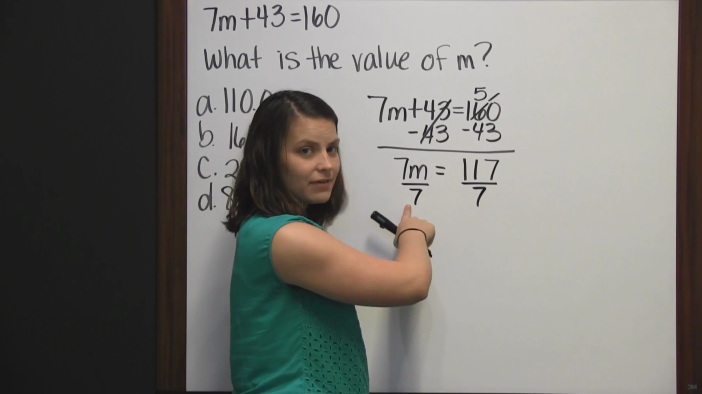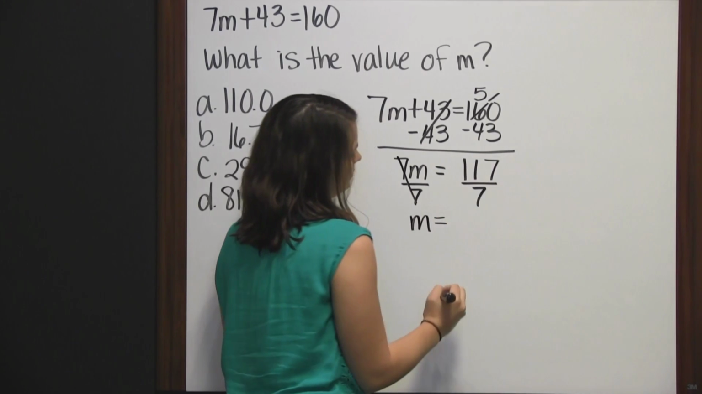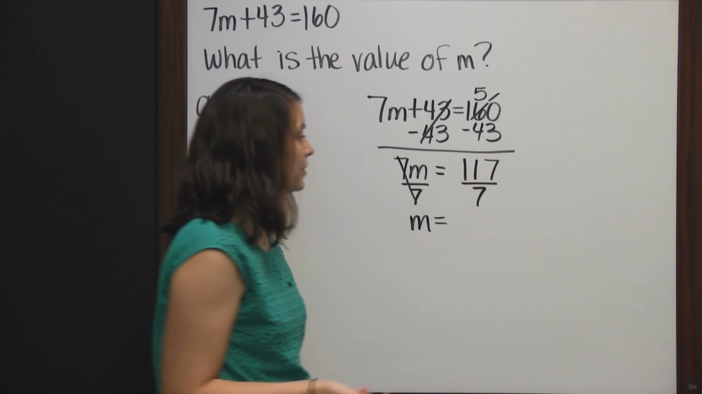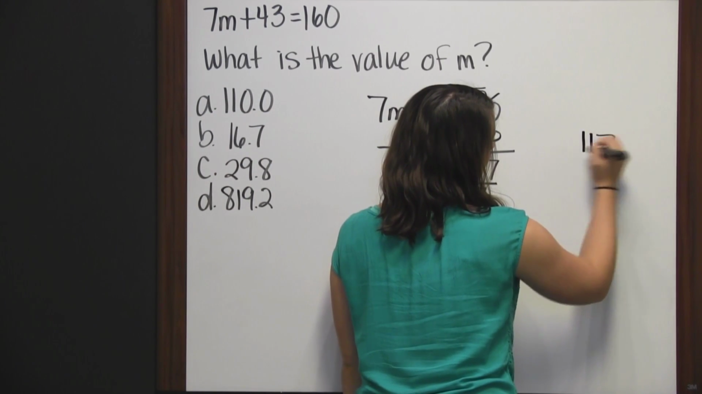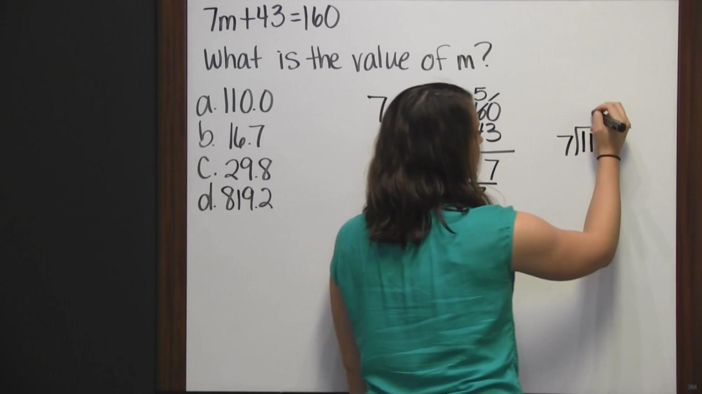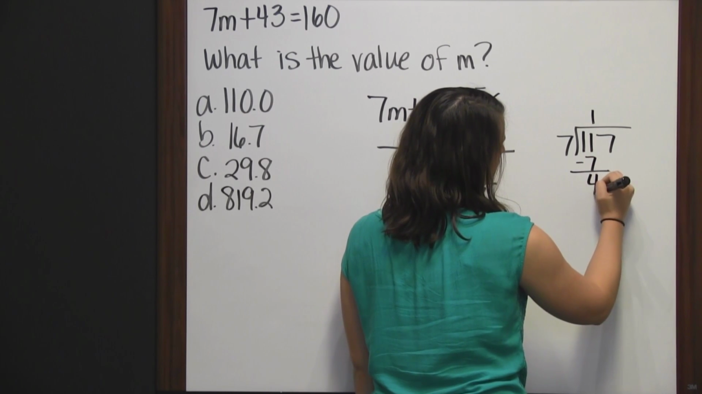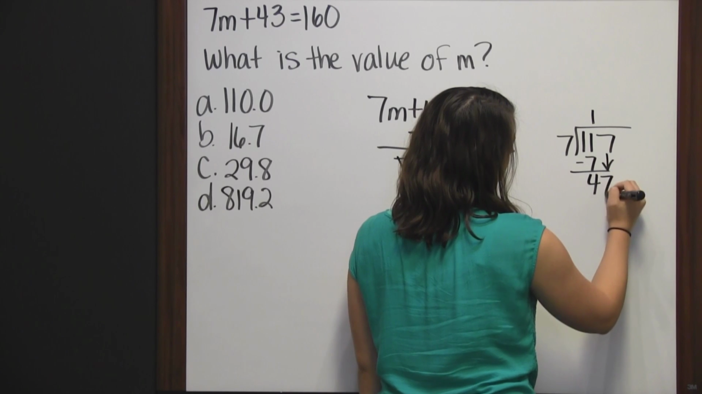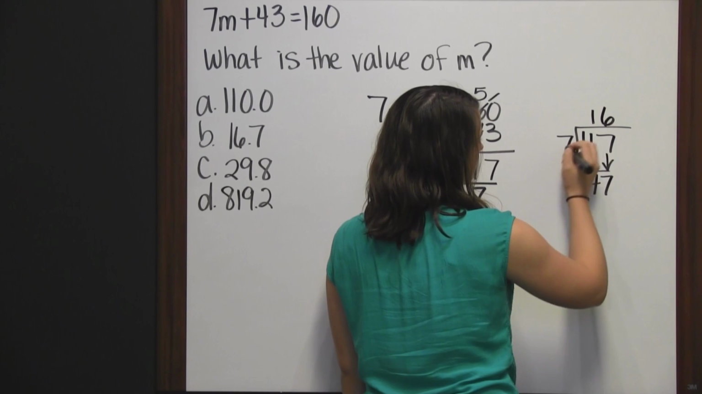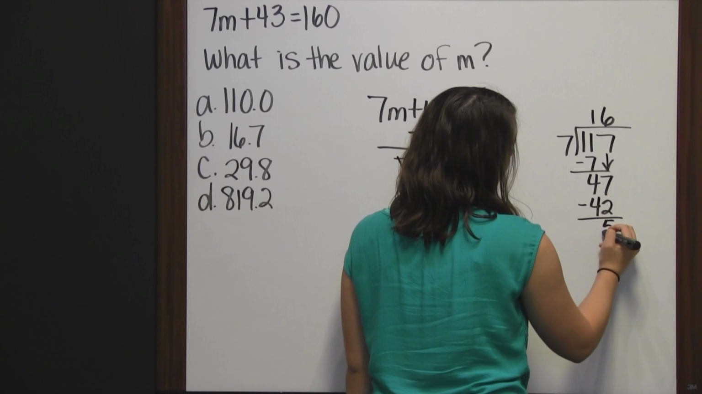7 divided by 7 is 1, and 1 times m is m. 117 divided by 7, I'm not sure what that is, so I'm going to divide off to the side. 7 goes into 11 one time. 7 times 1 is 7. When you subtract, you get 4. And then we bring down the 7. 7 goes into 47 6 times. 7 times 6 is 42. We subtract and we get 5.